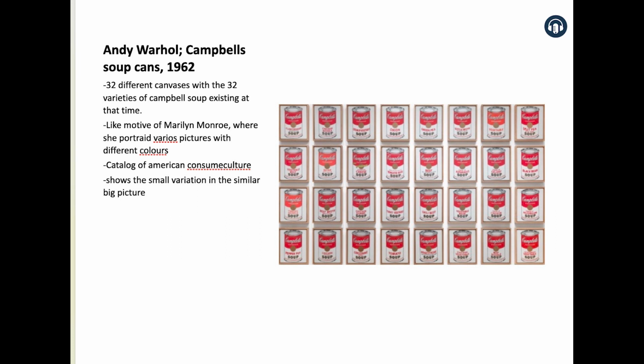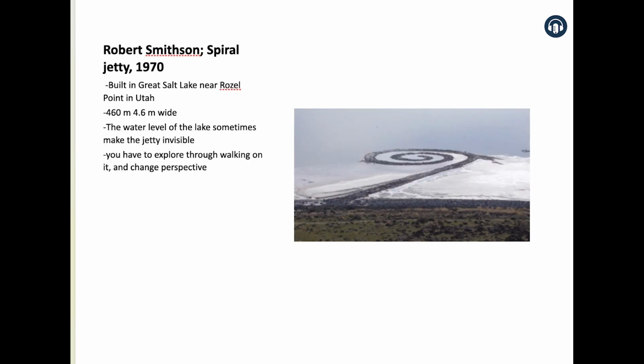And here we have Andy Warhol's Campbell's Soup Cans, 1962, 32 different canvases with the 32 varieties of Campbell's soup existing at that time, like his motif of Marilyn Monroe, where she is portrayed in various different colors. A catalog of an American subculture shows a small variation in a similar big picture.